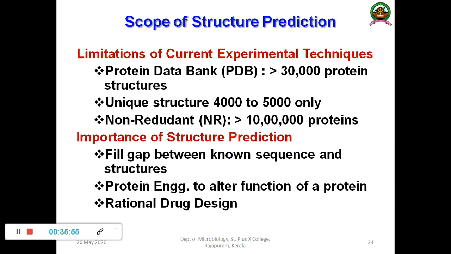The experimentally solved structures are available in a database developed by the Research Collaboratory for Structural Bioinformatics, called PDB, the Protein Data Bank. They have a very small number, nearly 1.6 lakh structures, available in PDB, and for about 95% of proteins the 3D structures are still not known. There is a huge gap between the sequence and the structures, and to study the engineering and function of a protein, the structural aspects are very important.